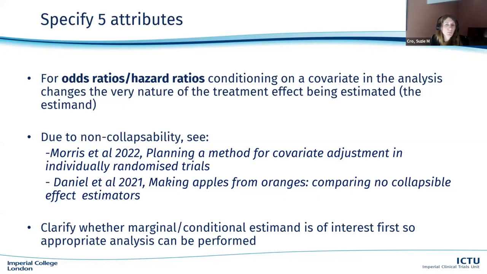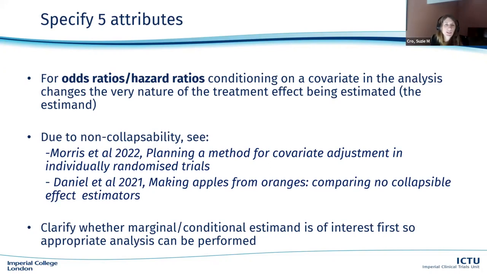The point is, it's important to clarify whether you're seeking a conditional or a marginal estimand for such measures. For example, do you want to know the conditional odds ratio for treatment comparing people of the same age? Or maybe you want the odds ratio in the population that includes people of different ages, as these could end up being quite different in magnitude.